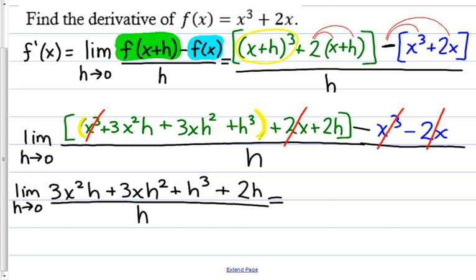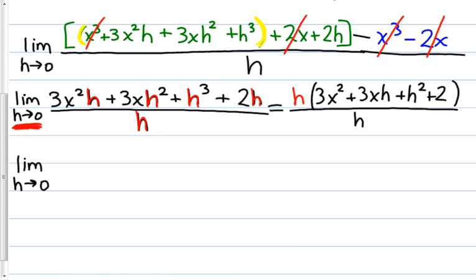Now if you notice, there are 1, 2, 3, 4 terms. This one has an h, this one has h squared, so it's 2 of them. This has an h cubed, so there's 3 h's, and this one has 1 h. And then of course this h down here. Guess what? We're going to factor out at least 1 h from everything on top, and then that h is going to cancel out the h in the bottom, which right now is a problem because eventually I need to plug in h equals 0. So I'm going to go ahead and write that.